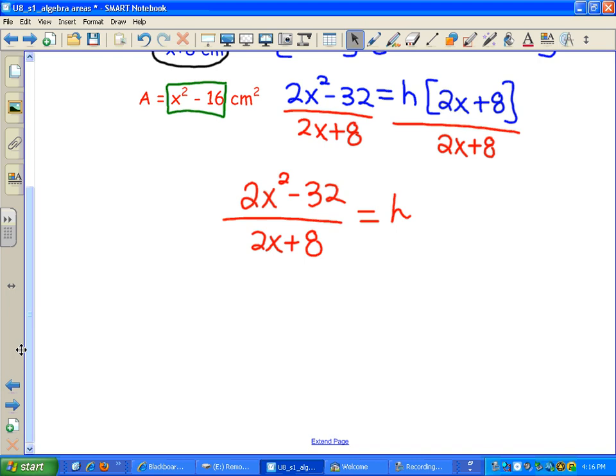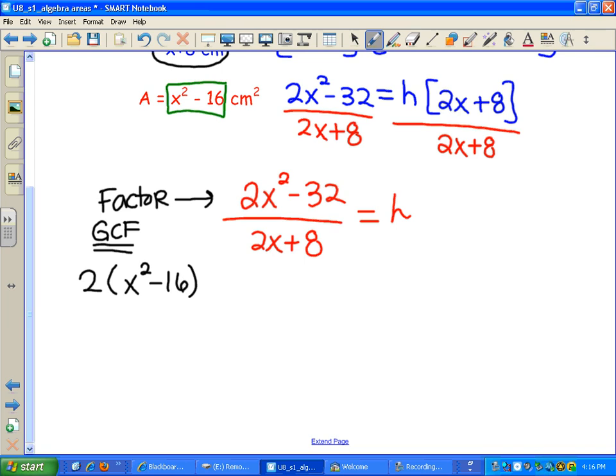Now I'm not done. I want to try to simplify this even more. Just like on our last example, we're going to try to factor both the numerator and the denominator. Let's look at the numerator. The first thing I always try when we factor is the greatest common factor. Is there a greatest common factor between 2x squared and 32? The answer is yes, I can factor out a 2. Then I'm left with x squared minus 16. Now I'm not done factoring. We learned in our previous videos that we can factor x squared minus 16 because it's a difference of perfect squares. The square root of x squared is x and the square root of 16 is 4. So I can rewrite it as 2 times x plus 4 times x minus 4.